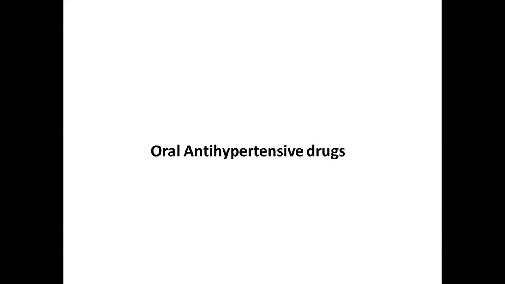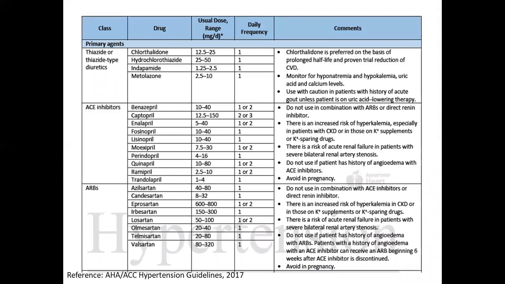So now let's talk about some antihypertensive drugs. There are various classes of drugs which can be used as first line treatment for hypertension. However, there are only three or four major groups of drugs which are usually considered the first line agents. The first is the use of thiazide or thiazide-type diuretics. These are a type of diuretic drugs which have an added antihypertensive effect. So they are first line agents.